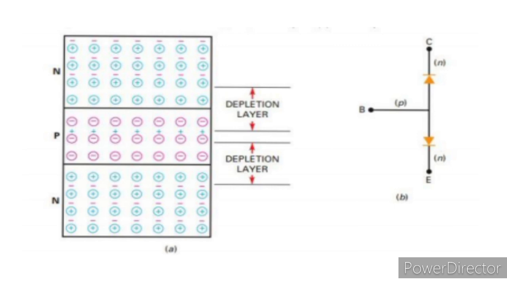For each of these depletion layers, the barrier potential is approximately 0.7 volt at 25 degrees Celsius for a silicon transistor and 0.3 volt at 25 degrees Celsius for a germanium transistor. As before, we emphasize silicon devices because they are now more widely used than germanium devices.